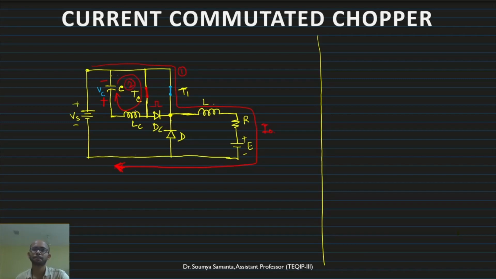If I say this is step 1, this one will be step 2. Now what will happen as a result? Whenever this is the positive polarity, obviously this diode will be turned on, this diode will be forward biased. The moment the diode is forward biased, there will be a current flow through this diode.